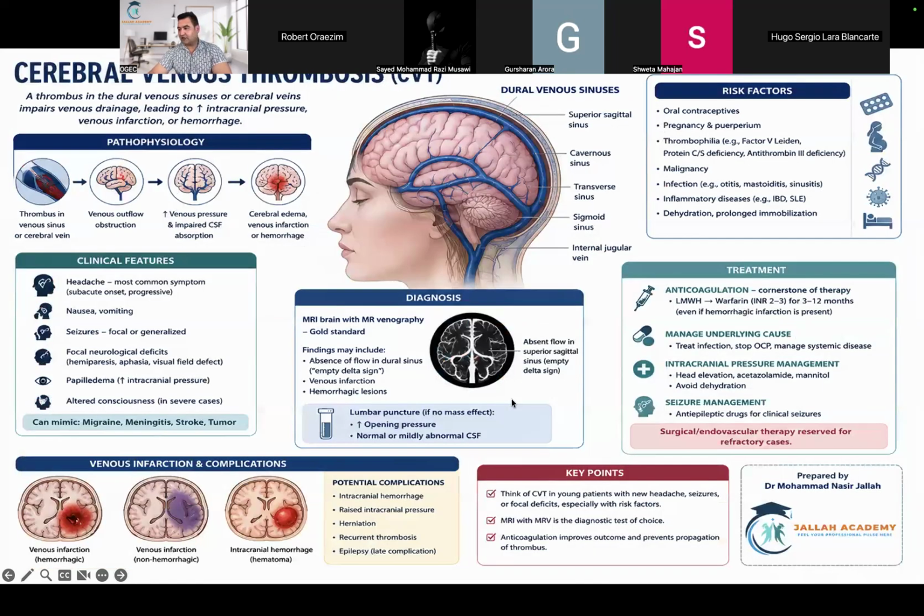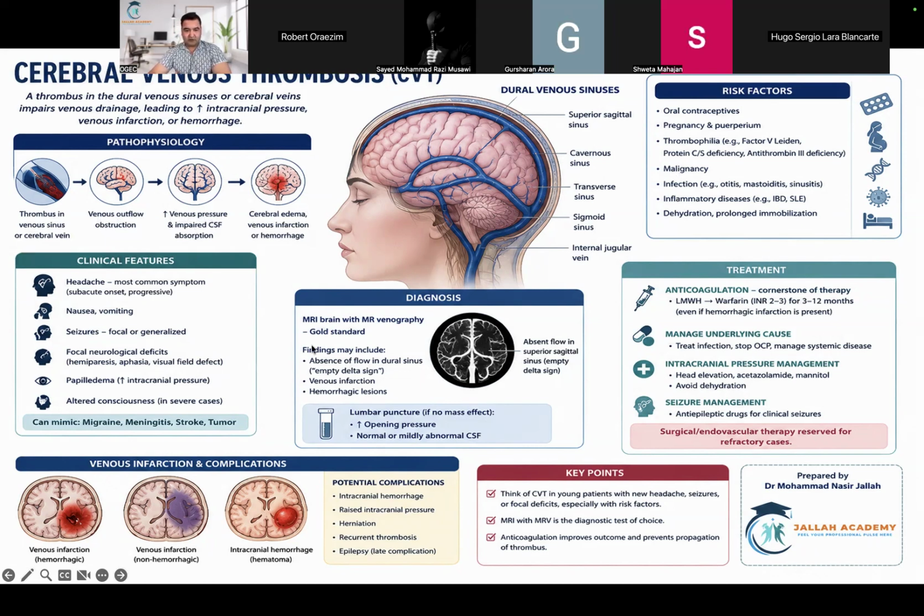elevated blood pressure. Cerebral venous thrombosis. Again, this is also not commonly tested, but something that we have to keep in mind. A thrombosis in the dural venous sinus or some cerebral vein impairs venous drainage, leading to increased intracranial pressure, venous infarction, and hemorrhage. Pathology: thrombosis in the venous sinus or cerebral vein, venous outflow obstruction, and then the venous pressure is increased. They're not going to ask you all this.